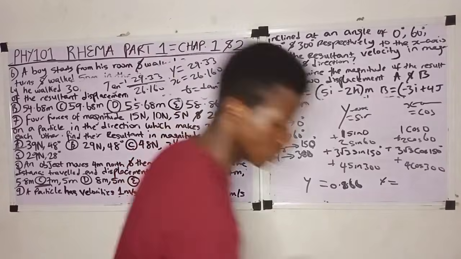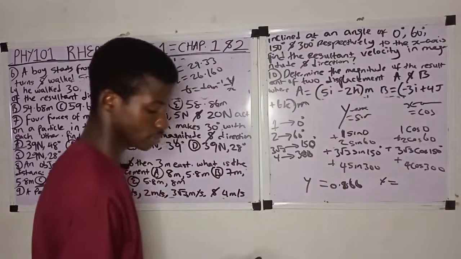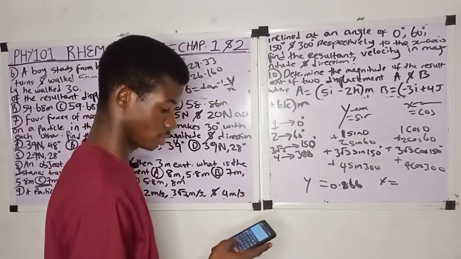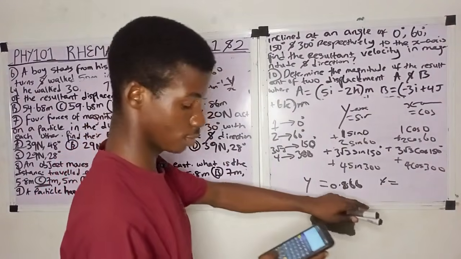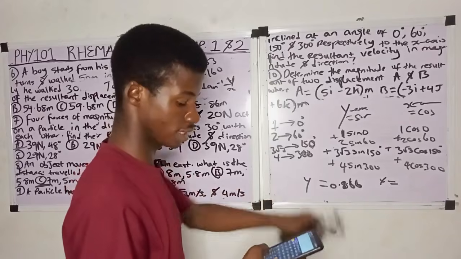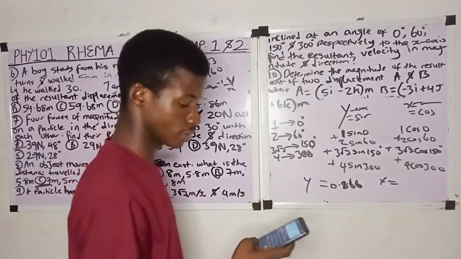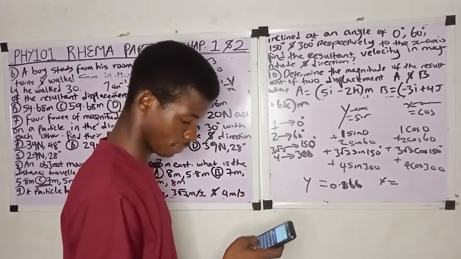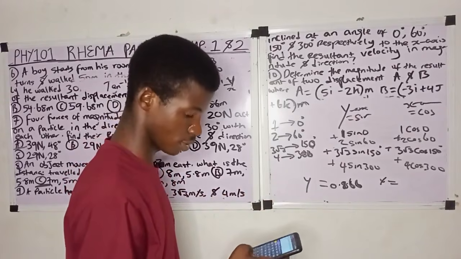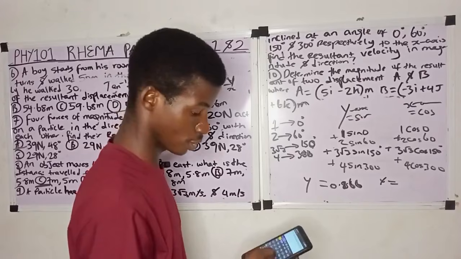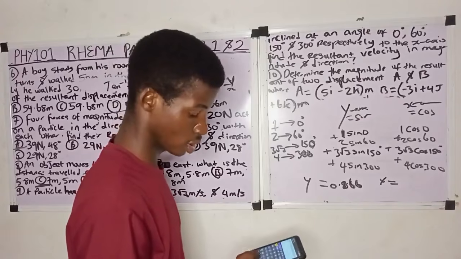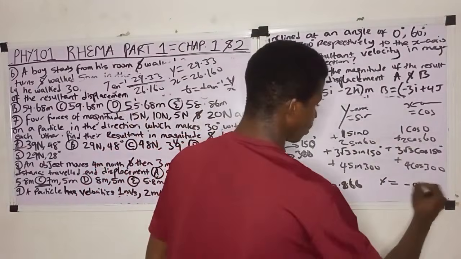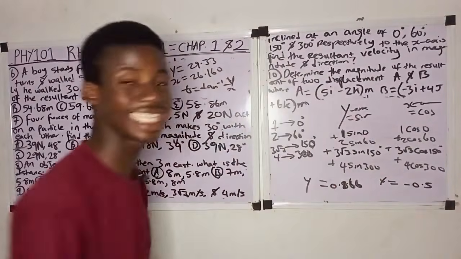Now what about x? Let's do it. For our x, it will be 1 cos 0 plus 2 cos 60, then plus 3 root 3 cos 150, then plus 4 cos 300. So our answer is x is minus 0.5. So our y is positive, our x is negative.